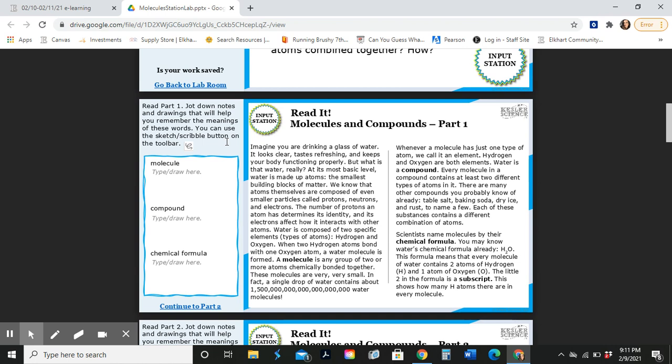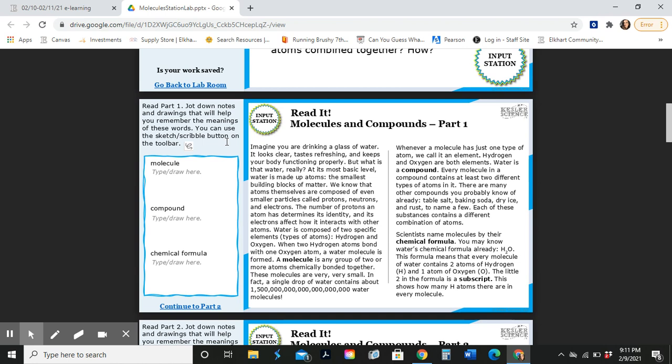At the most basic level, water is made up of atoms, the smallest building blocks of matter. We know that atoms themselves are composed of even smaller particles called protons, neutrons, and electrons. The number of protons an atom has determines its identity, and its electrons affect how it interacts with other atoms. Water is composed of two specific types of atoms, hydrogen and oxygen.